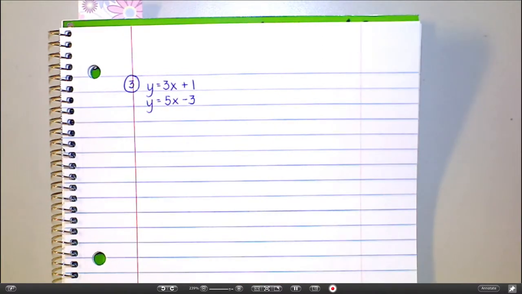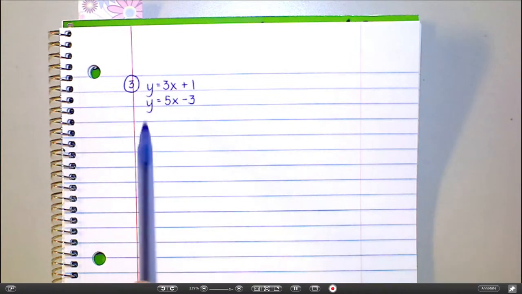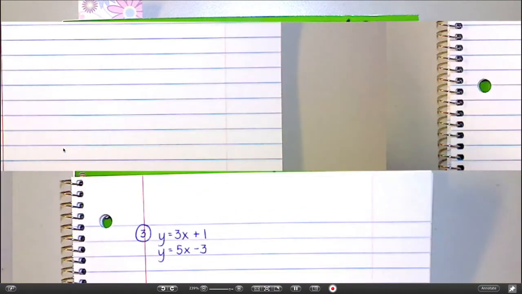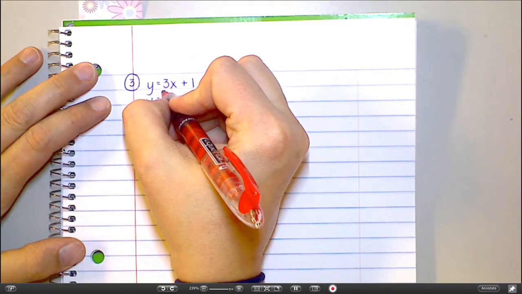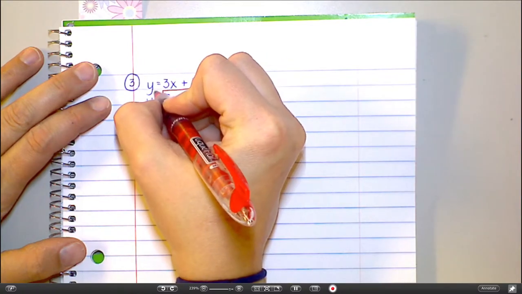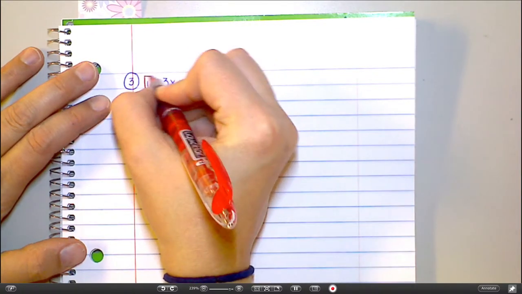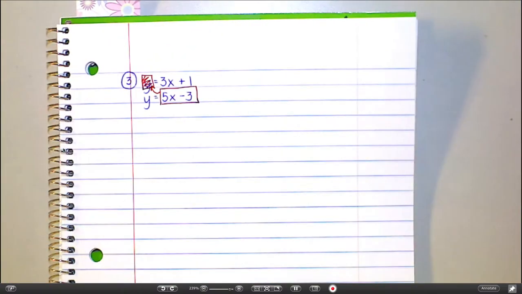But okay. So the first thing we need is something by itself. And I actually have both of these solved for y, where y is by itself in both of them. So that's good. That work is already done for me. And you don't have to have both by themselves, but it's okay if you do. So I'm going to pick one of them and figure out what y equals. In this one, y equals 5x minus 3. And I want to put that in place of y in the other equation. So I'm going to take this out of there and put this in its spot.